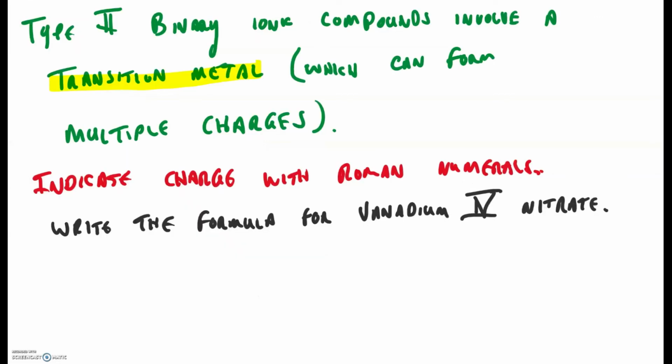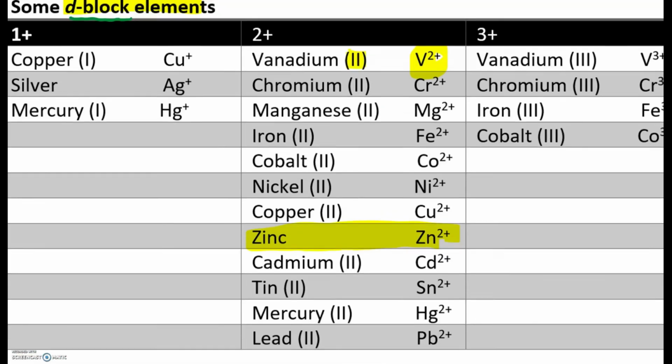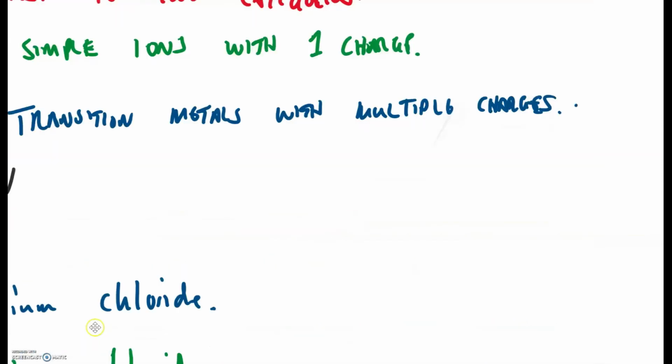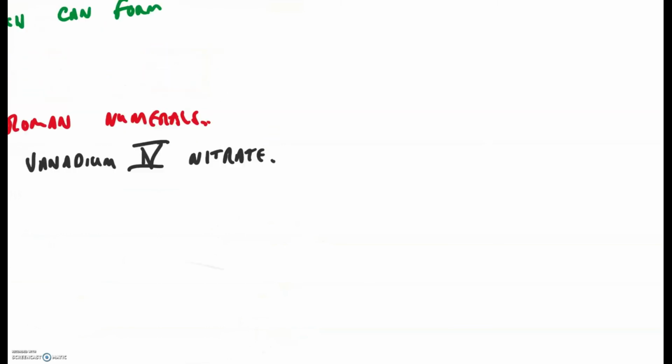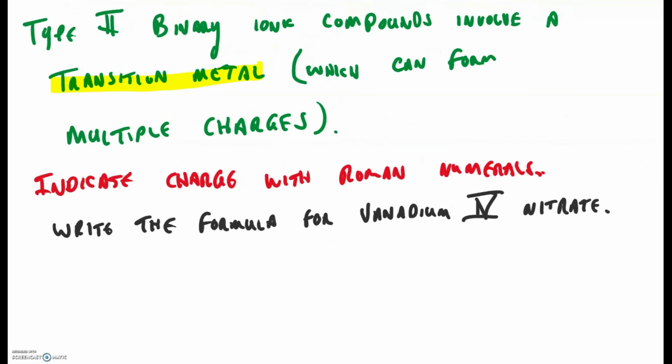So here's one. Write the formula for vanadium 4 nitrate. Vanadium is in the D block, and we see it here in our list. Vanadium 4, right there. That tells us that this version of vanadium has a charge of 4+. So let's write our formula for this one. And so we're going to say, all right, we know that our vanadium has a charge of +4.